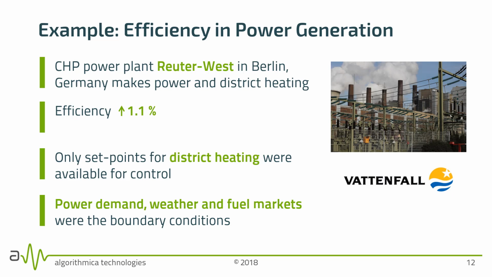In power generation, we might want to improve the overall efficiency of a power plant. And in this case, we have a CHP plant that produces both power and district heating. And we were given control over the set points only for district heating. The power generation was automated fully already.